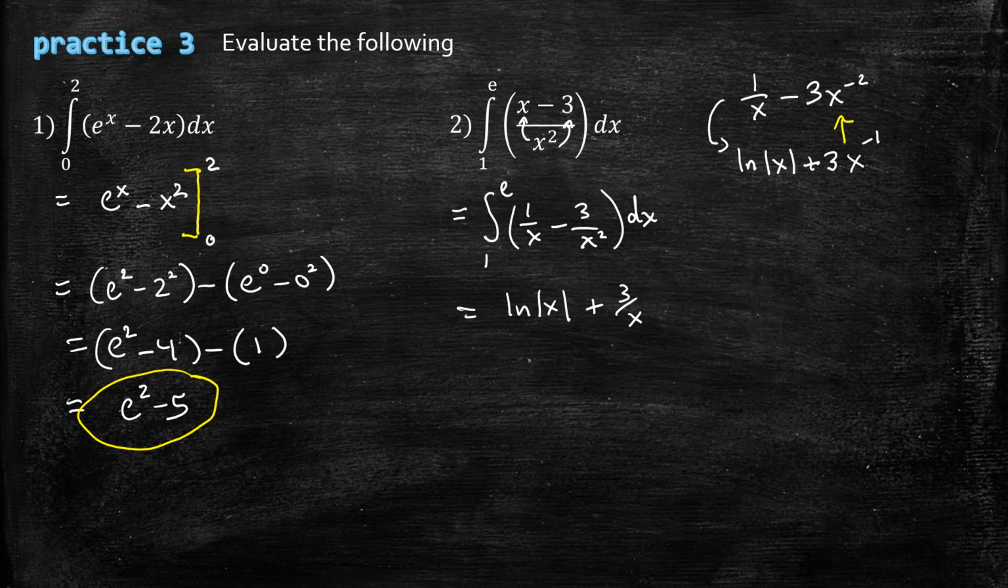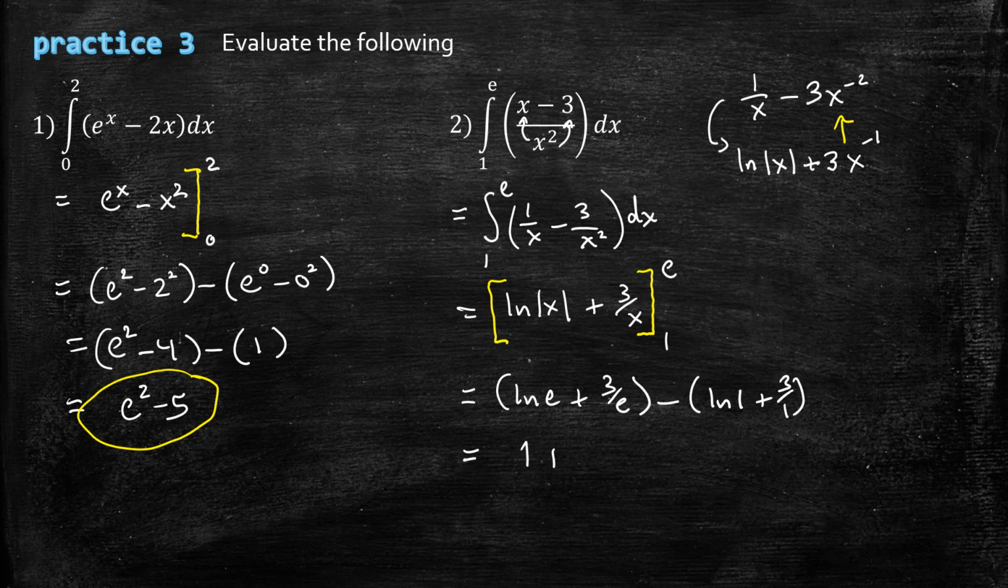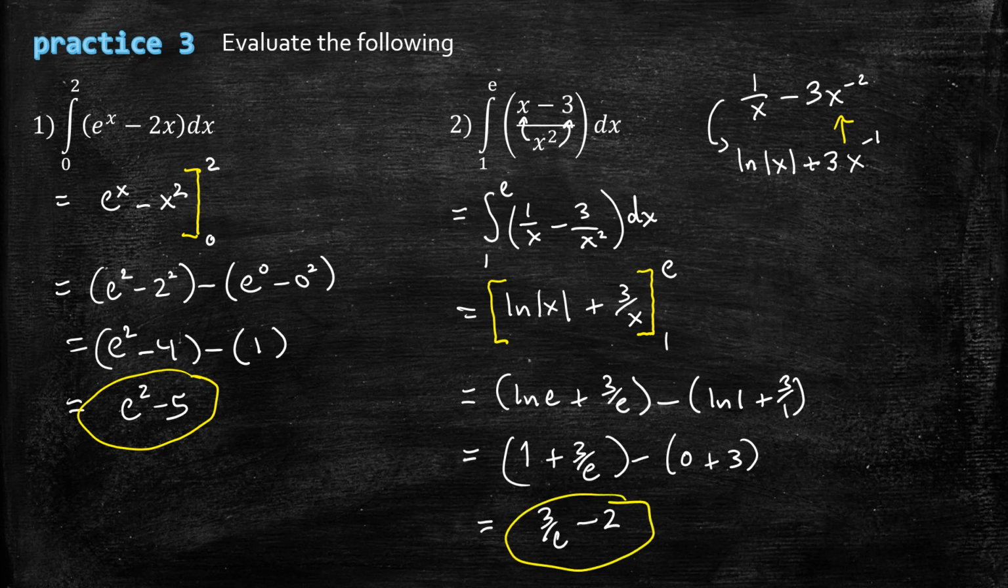Now another way, so I showed you this method in problem 1. Sometimes actually the complete brackets are written on either side, and then we are going to evaluate it from 1 to e. So we get ln of e, which is positive, so I don't need the absolute value, minus ln of 1 plus 3 over 1, which equals 1 plus 3 over e in the first parentheses, minus 0 plus 3, which equals 1 plus 3 over e minus 3, 3 over e minus 2 is the final answer.